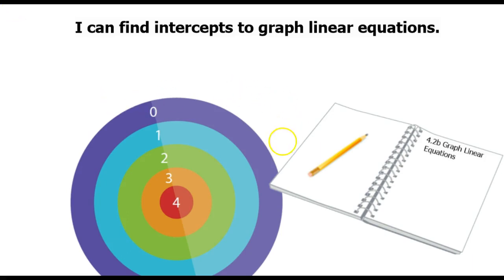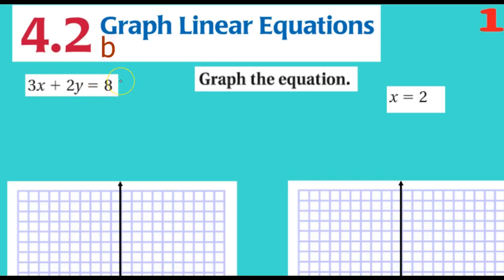Alright, today we're continuing on graphing linear equations, so let's get right into it. 4.2b, graph linear equations. First thing we got to do, we always need to solve for y. So this is what I'm trying to get by itself. I have a positive 3x, so I'm going to subtract 3x to move it over to the other side. So I have 2y equals, I can't combine negative 3x and 8, so I have negative 3x plus 8.